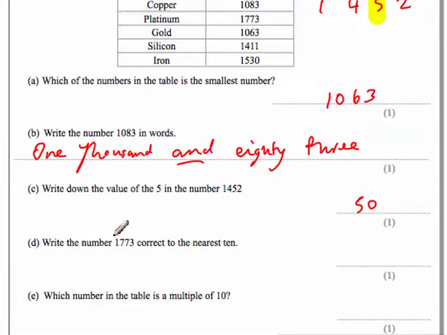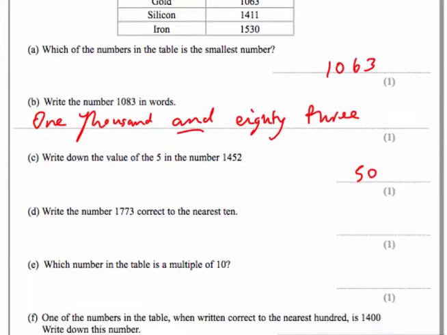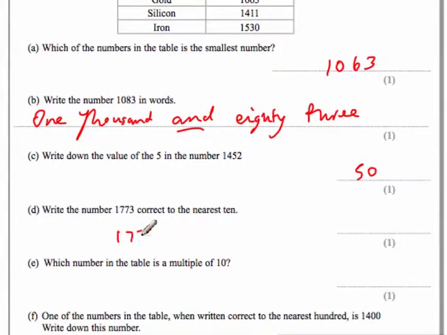Write the number 1773 correct to the nearest 10. Well, these are the tens, aren't they? So what we do is we look at the number next to it, which is the 3, and that is too small, isn't it, for it to round the 7 up. So we would leave this as a 7, and so the answer there will be 177.